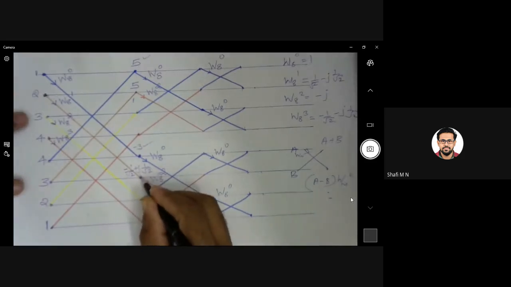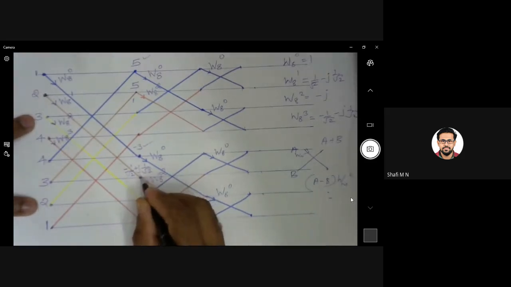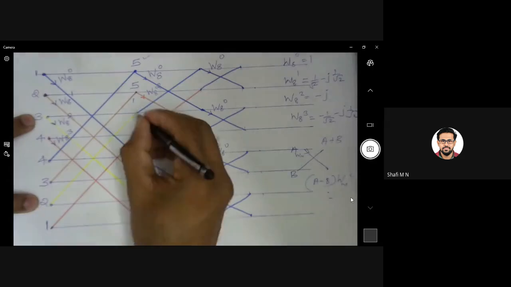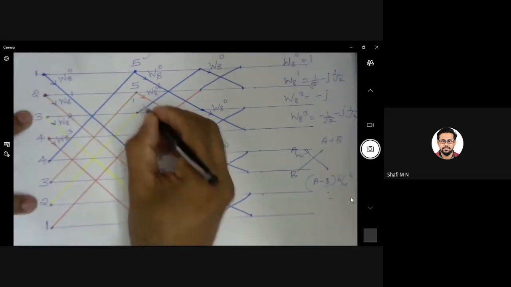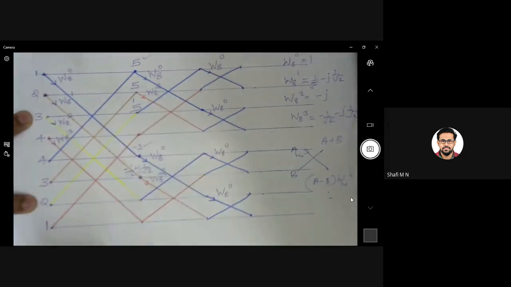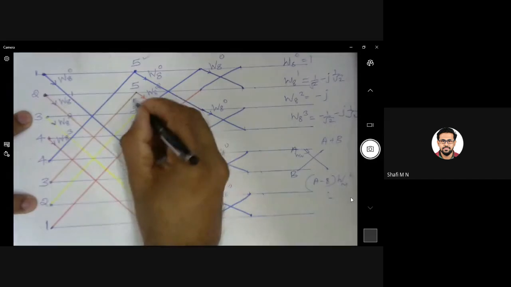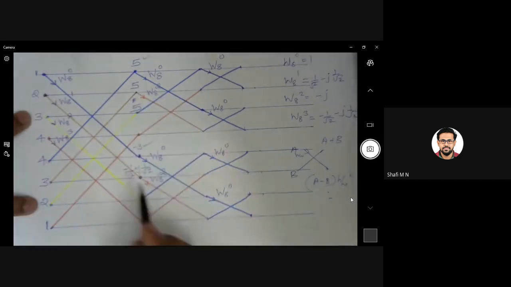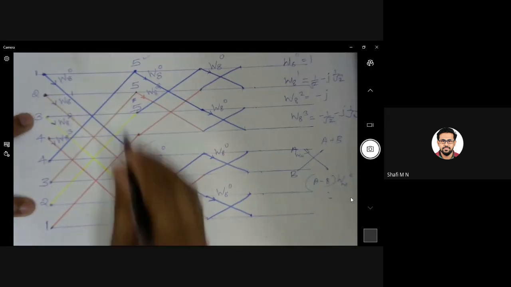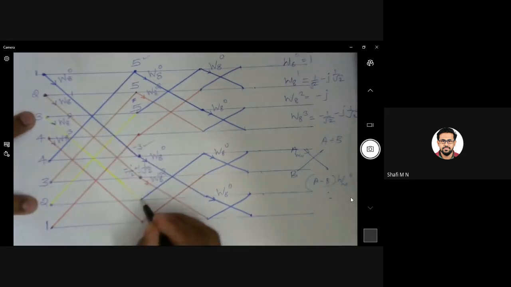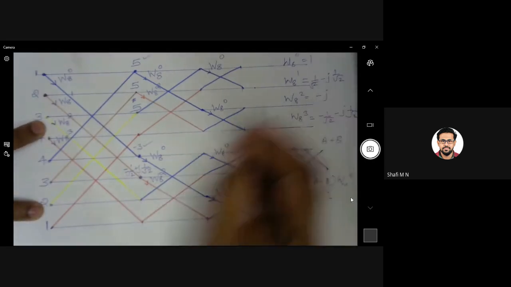Now let's move to the next butterfly, that is this yellow one. So 3 plus 2, the upper arm is very easy, just add the input numbers. 3 plus 2, again 5. And for the lower arm, it is 3 minus 2, that is 1, into the twiddle factor. What is the twiddle factor for this butterfly? W82. So 1 into W82, that is minus j.